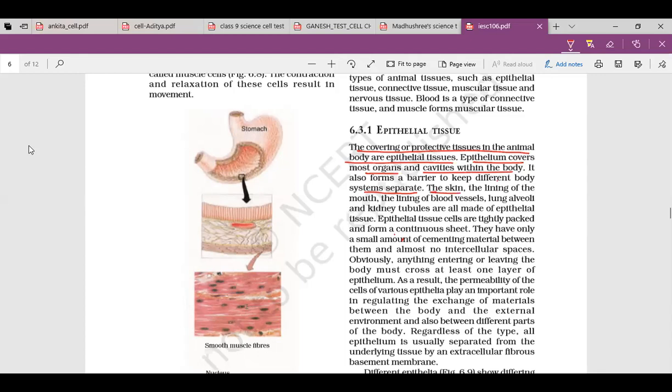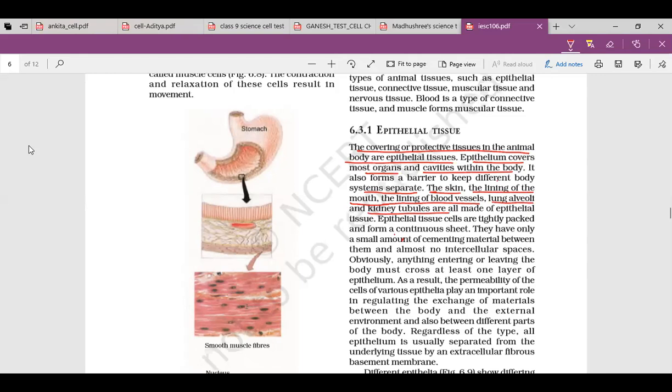Even our skin, the outer covering of the skin, is epithelium. The inner lining of the mouth, the lining of blood vessels, that is arteries and veins, and the outer covering of those vessels. Inside the lungs, alveoli are present. In the kidneys, tubules are present. The outer covering of those tubes is all made up of epithelial tissues.